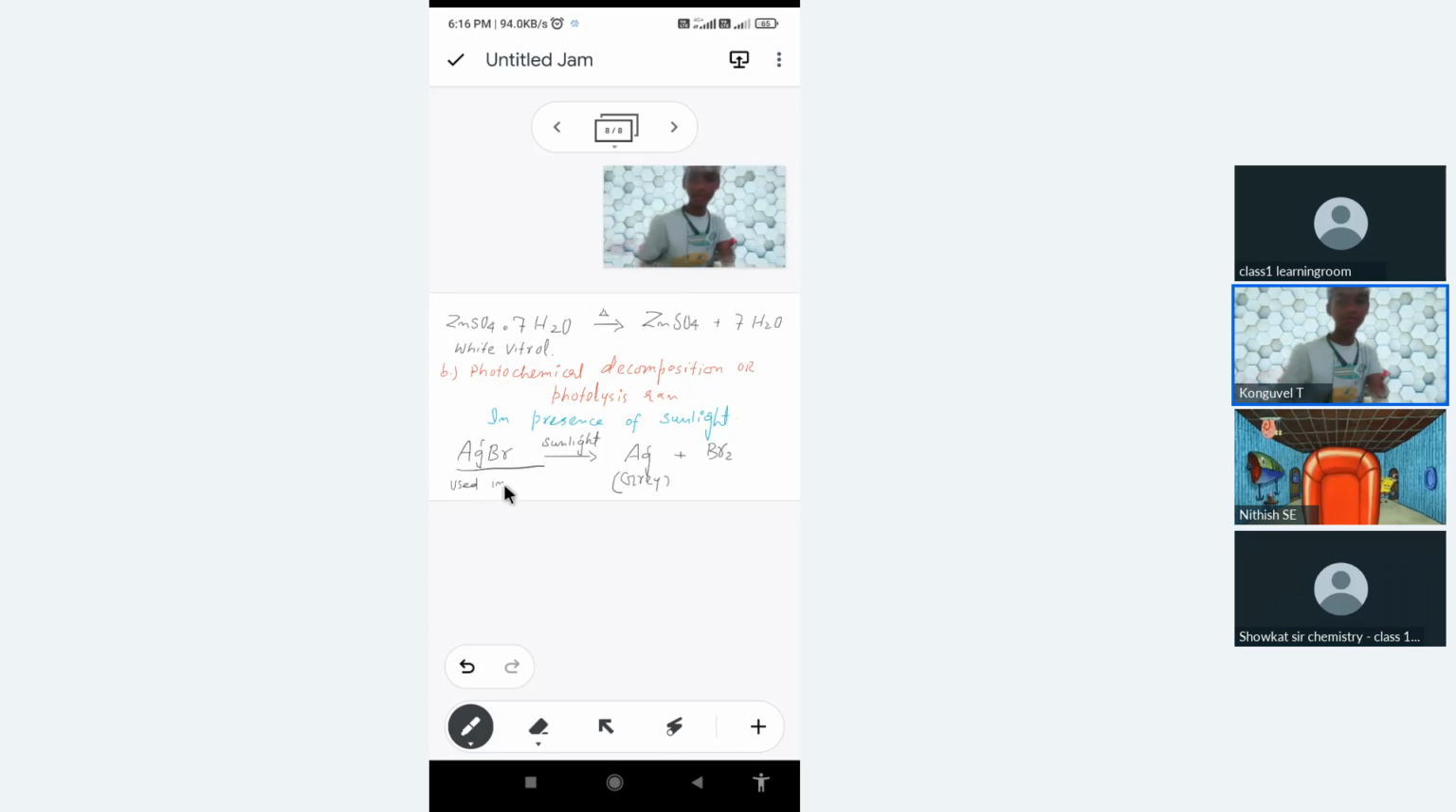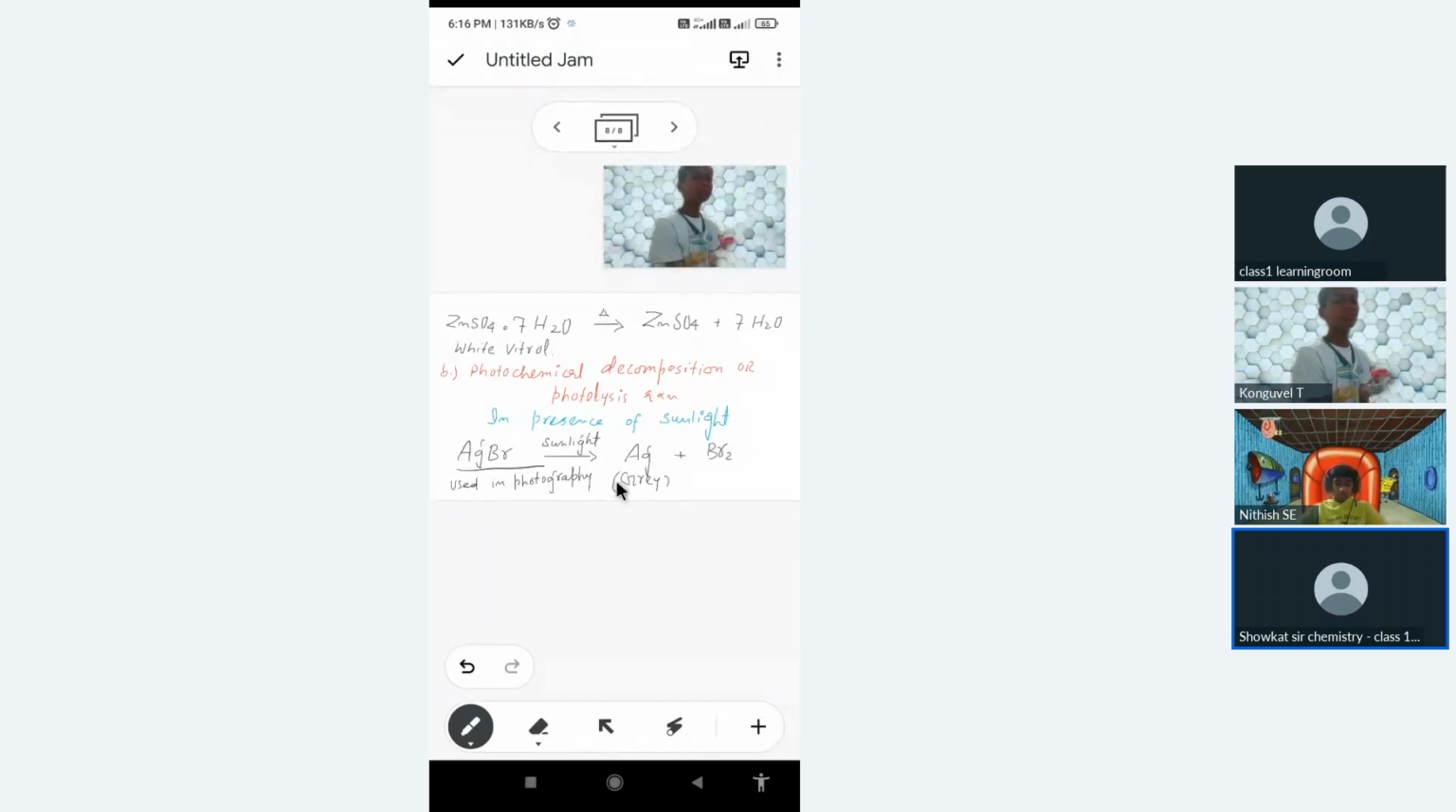Yes, the photographic films. On the photographic film, there is a coating of silver bromide. Black and white photographs which are obtained are actually due to this reaction. So that's why you will remember that this reaction is used in photography. I hope you will remember this.